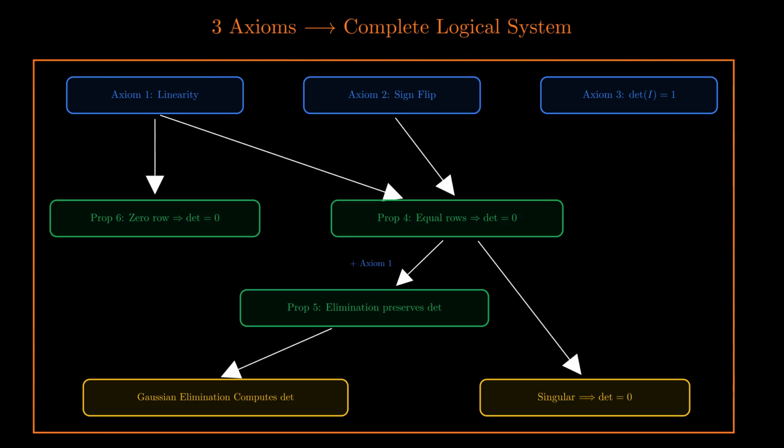Notice what happened here. A small set of axioms generates an enormous amount of structure. The determinant is not a grab bag of disconnected rules. It is a tidy interlocked logical system where each property flows from the ones above it. Properties 7 through 10 fall into place just as cleanly from this same foundation.